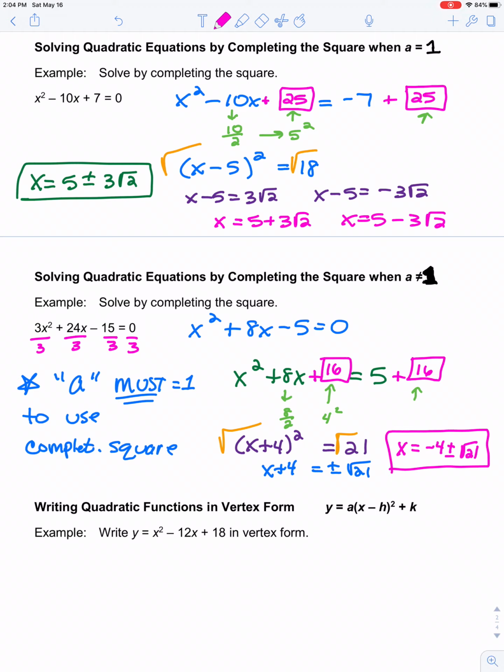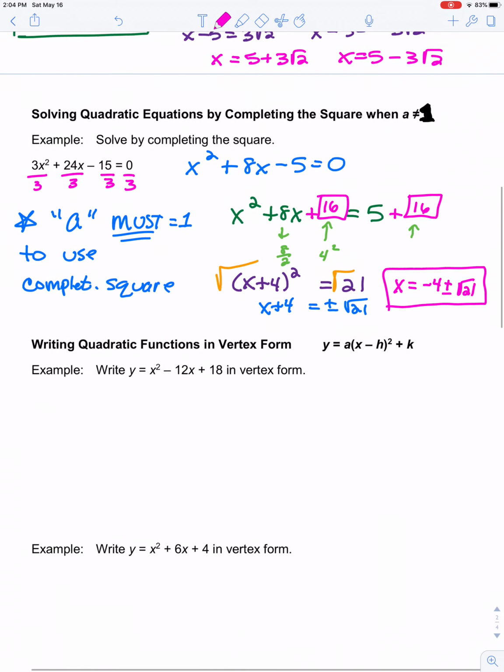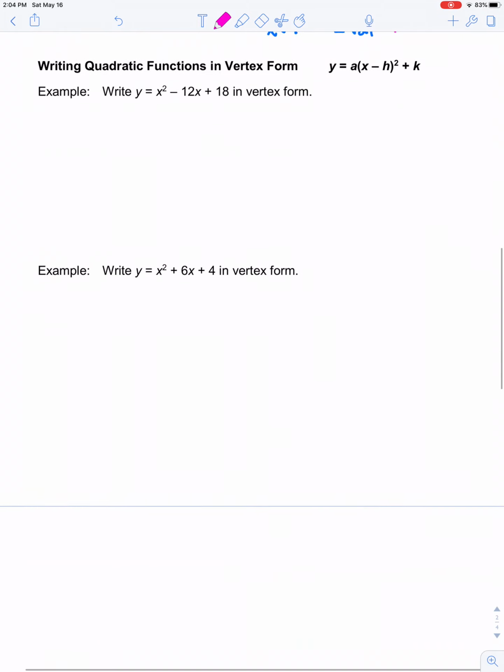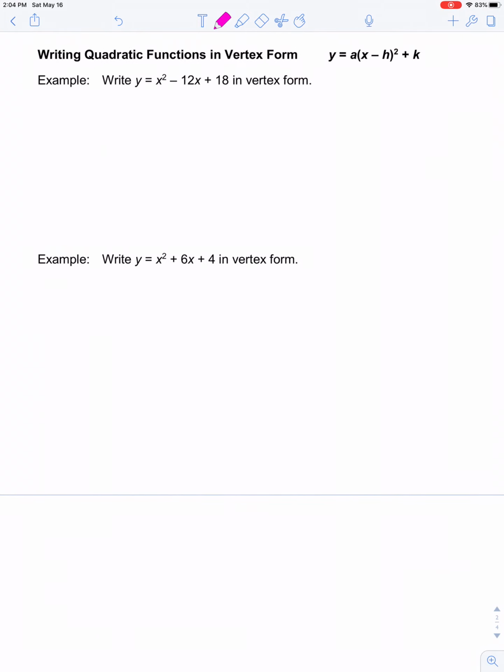Okay, so now, previously we went from vertex form to standard form. Now we are going to go from standard form to vertex form. And this is when we are writing the equation. So the first thing we want to do is complete the square. Because if you notice, here is your vertex form, where completing the square is a must. So we'll start with x squared minus 12x. Bring the 18 to the other side. We're making y equals 0 right now.